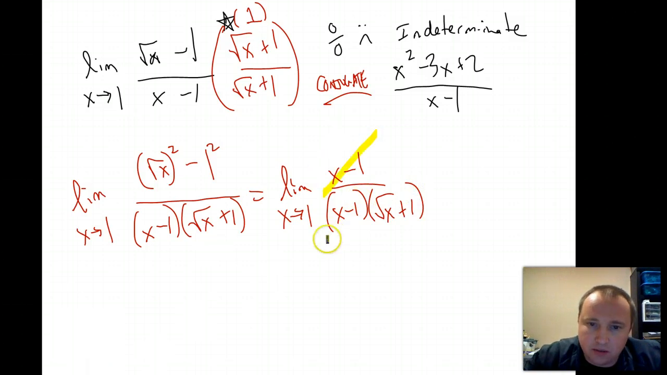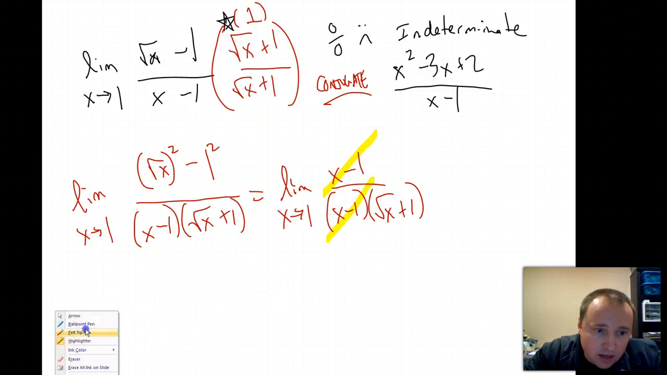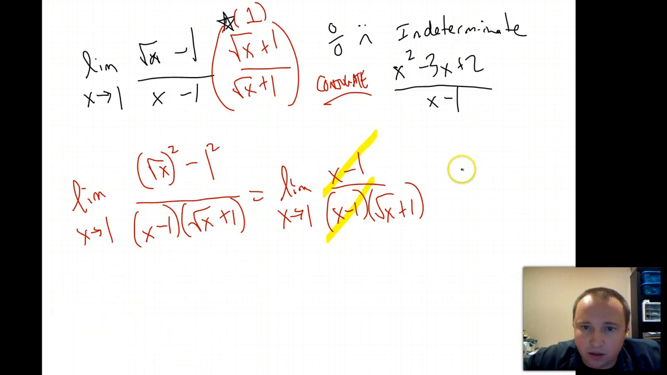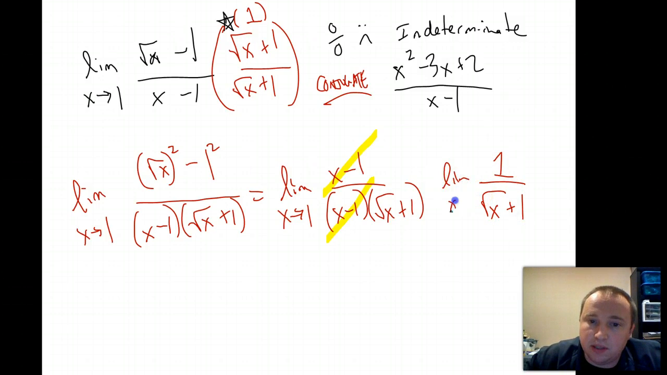I can cancel these. And as I cancel them, the last mistake that I see a lot is right here: when you cancel the top, you're left with a 1 on the top. And so now the limit as x approaches 1. Well, plug it in, and so I get 1 divided by square root of 1 plus 1, which I think you can do, is 1/2.